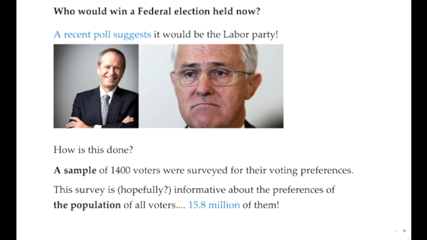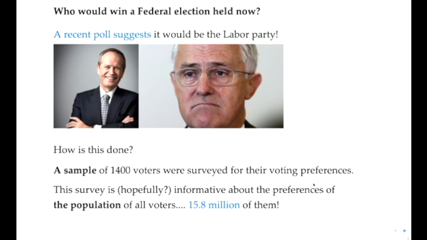There's two common responses to this kind of information. First of all is the instinctive one that we saw, which is, well, 55% of people support Labor, so Labor's going to win. Right? But that's obviously too strong a conclusion because we only have 1,400 in our sample, so we can't be sure that Labor's going to win.